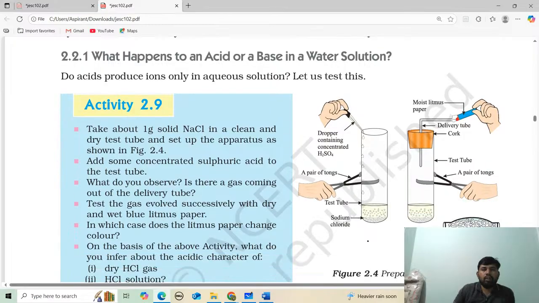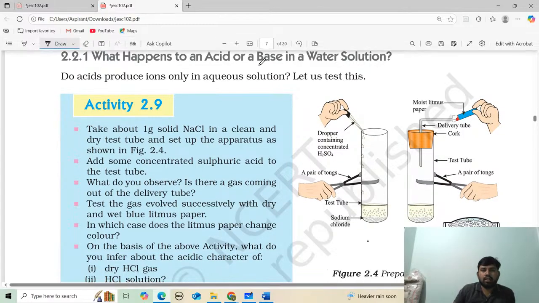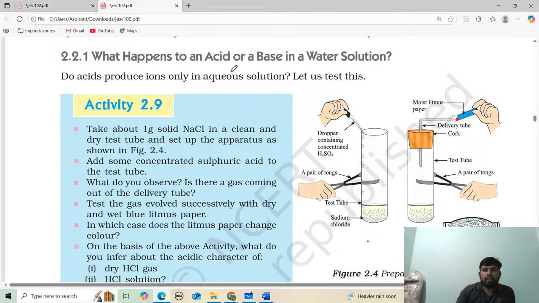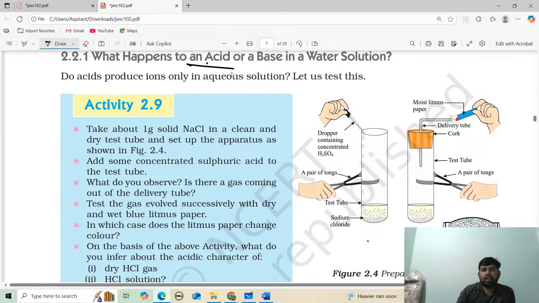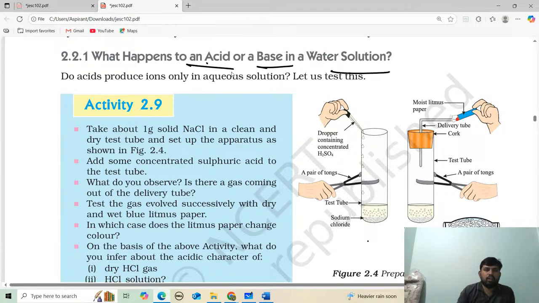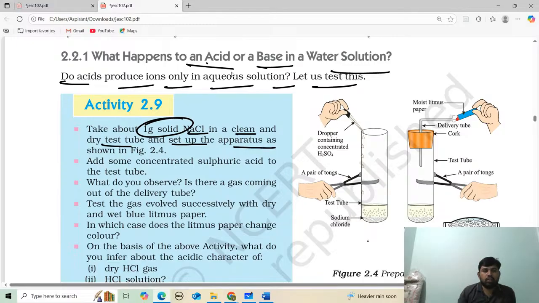Now today we are going to discuss what happens to acids and bases when they are added in water solution. The acids produce ions only in aqueous solution. Let us discuss. They are asking to take 1 gram of NaCl in a clean, dry test tube, and set up the apparatus as shown in figure 2.4.